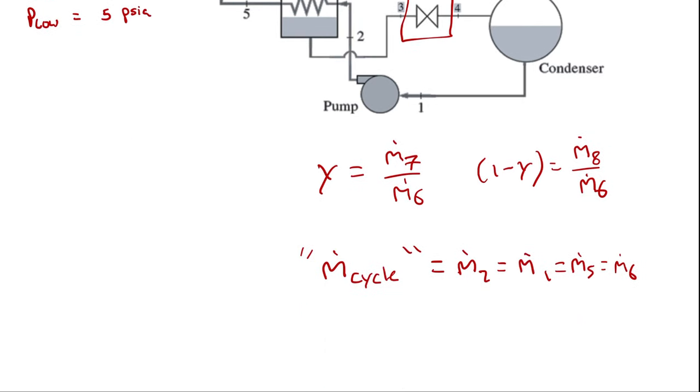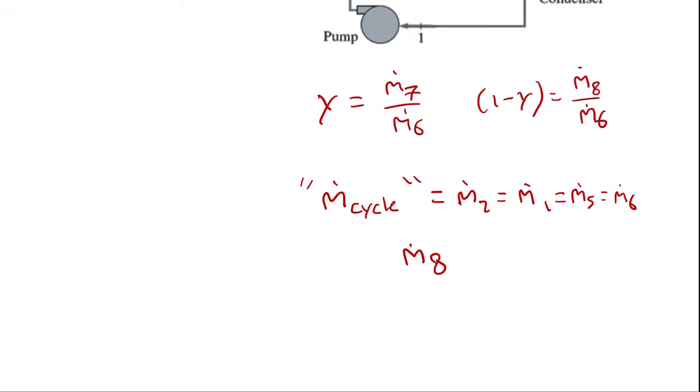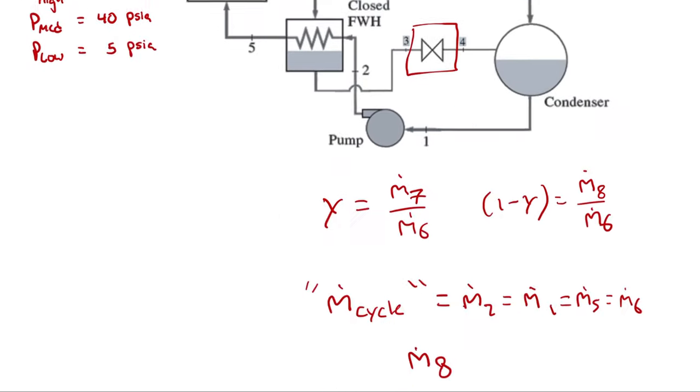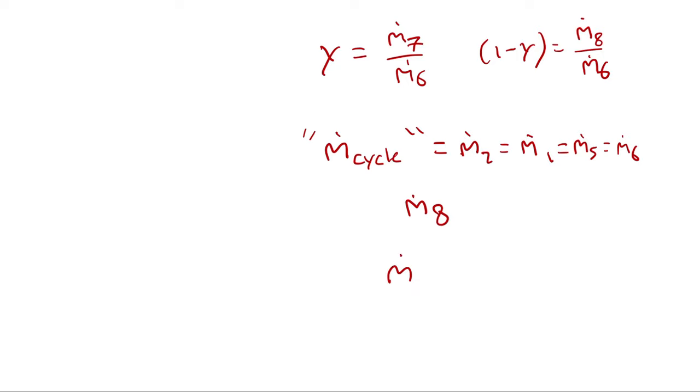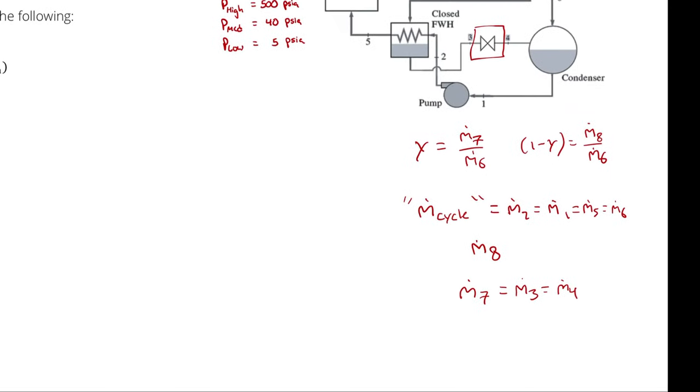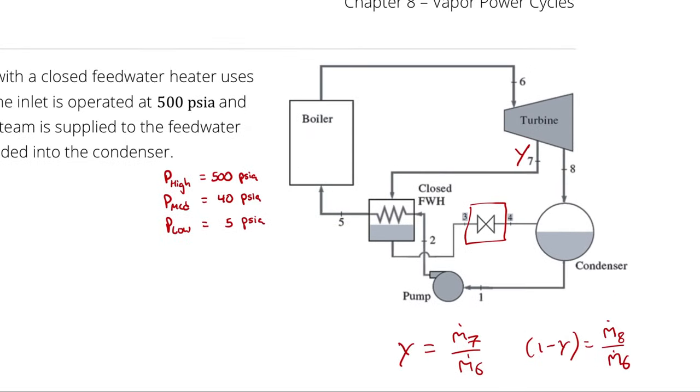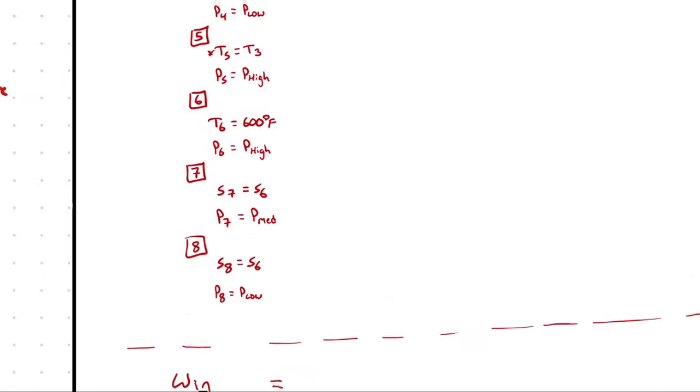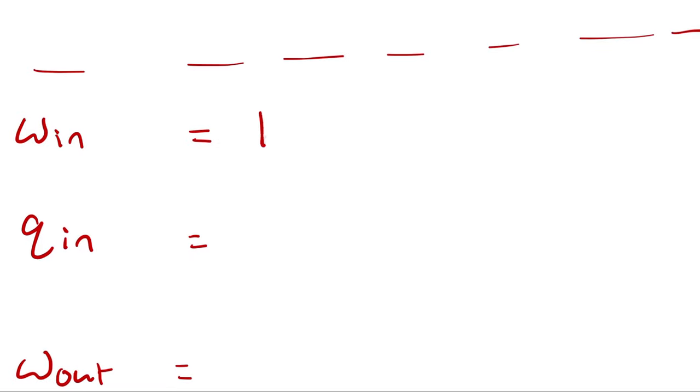Then 8 stands alone, and 7, 3, and 4 are all the same. So specific work into the cycle would be the total power input divided by m.cycle, which would be m.1 times h2 minus h1 divided by m.cycle. Because m.1 is equal to m.cycle, that means my specific work in is just h2 minus h1.